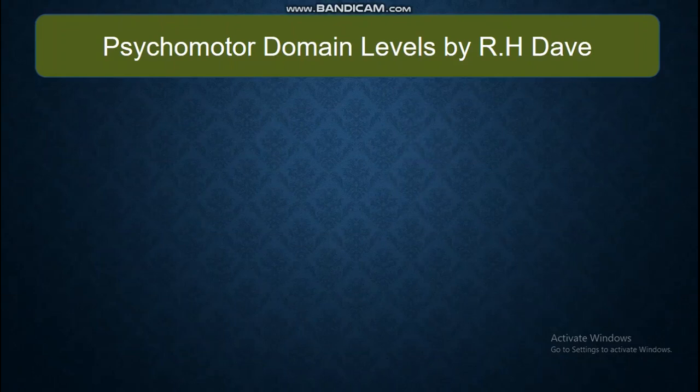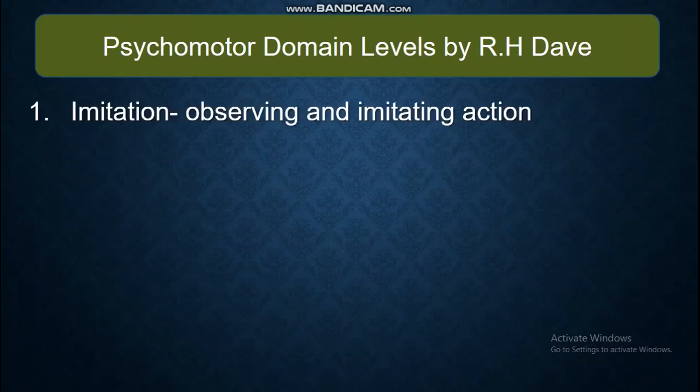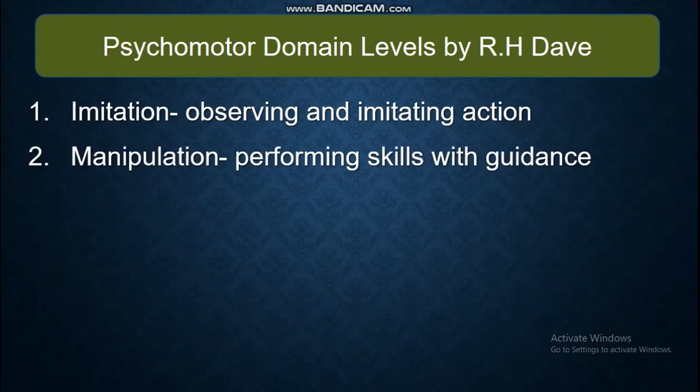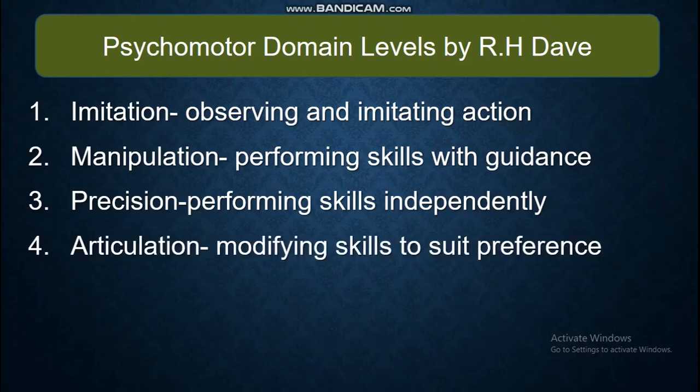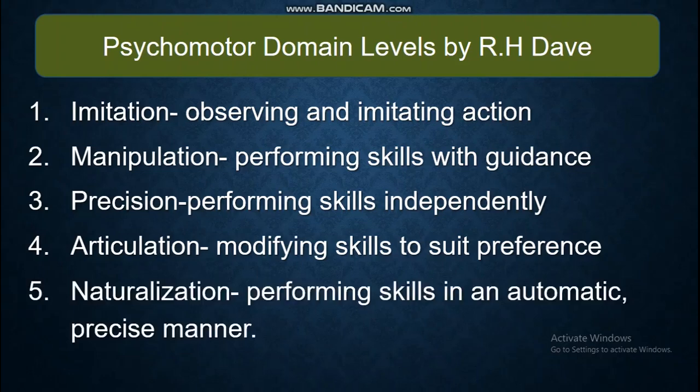Psychomotor domain levels by R.H. Dave. Imitation, observing and imitating action. Manipulation, performing skills with guidance. Precision, performing skills independently. Articulation, modifying skills to suit preferences. Naturalization, performing skills in an automatic, precise manner.